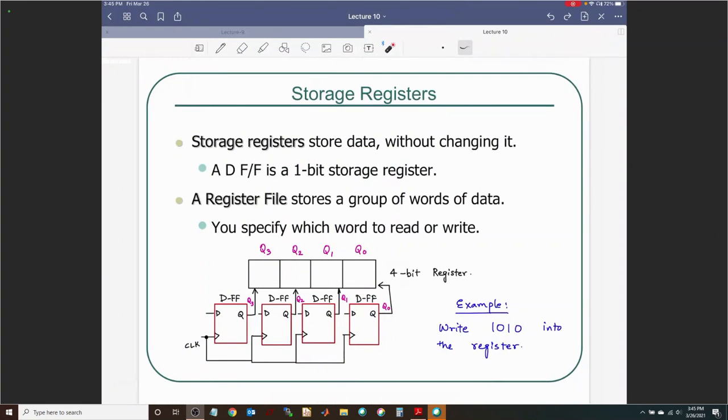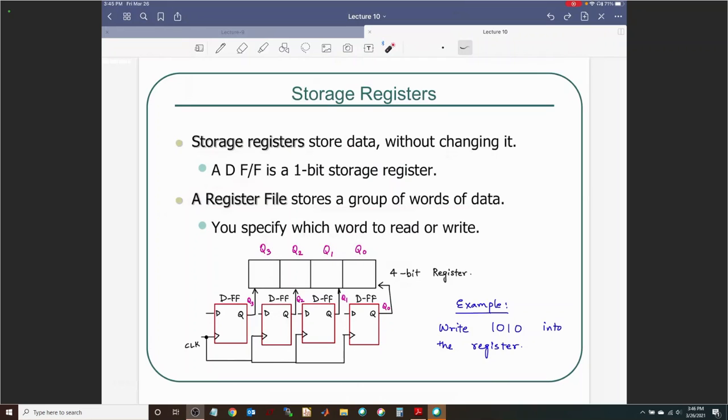So a storage register, what is it supposed to do? It is supposed to store data without changing it. Should you have the ability to change it? Yes. Whenever I want to change it, I can change it. I can change it all at once or one at a time. That depends on how I connect my clock input to those flip flops. And the register file stores a group of words of data.